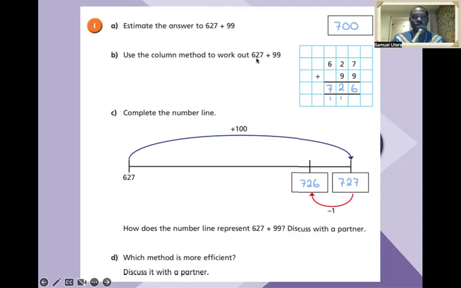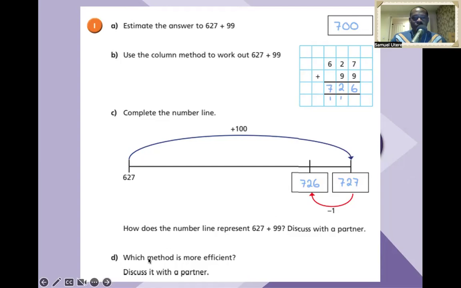And then you're asked to use the column method to work it out, which you know how to do by now, and you can see that the answer of our estimate is closer to the actual calculation. Next, you're asked to complete this number line. Have you noticed something? So we're adding 100, okay? Which means we're adding one more, one extra. So our answer has to be less than 1, right?